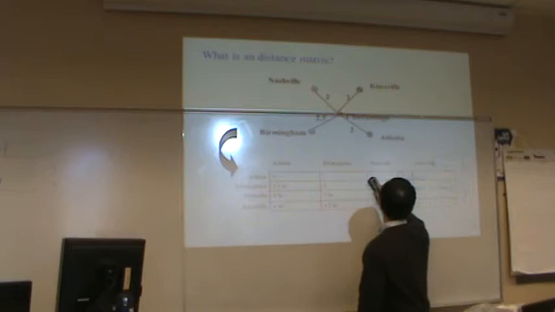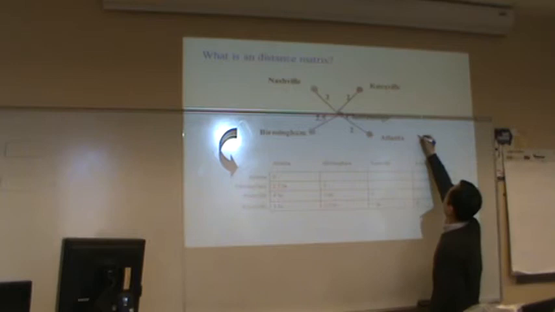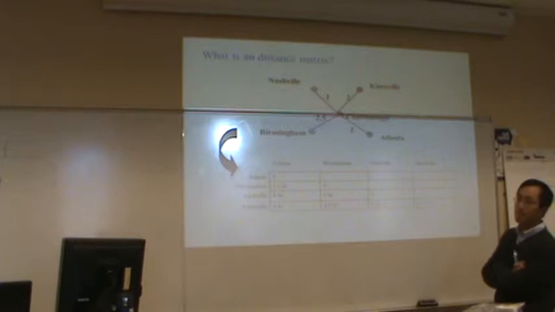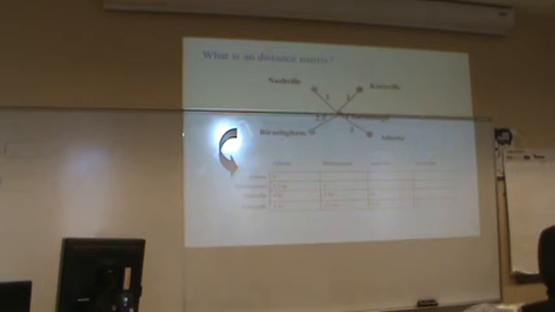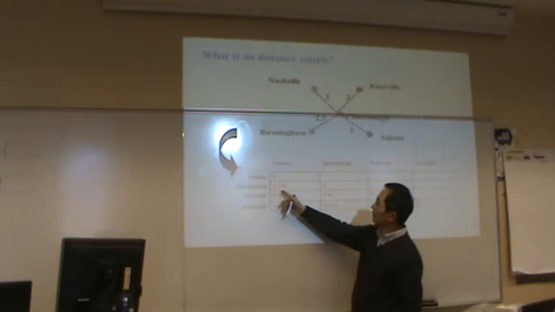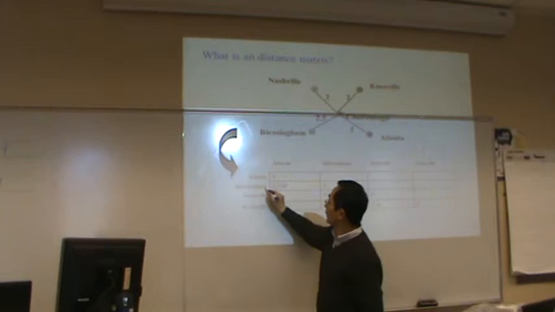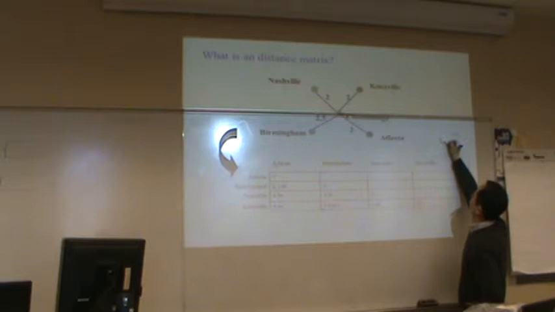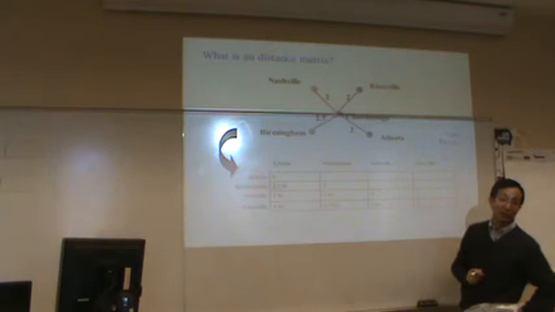So the idea is you're going to have a pair of cities with another pair of cities. I'm looking at which is the smaller distance here: 2 and 1. And which pair is this? Birmingham and Atlanta. So I'm going to put Atlanta and Birmingham here. And then the other two are already decided. So basically that's it.